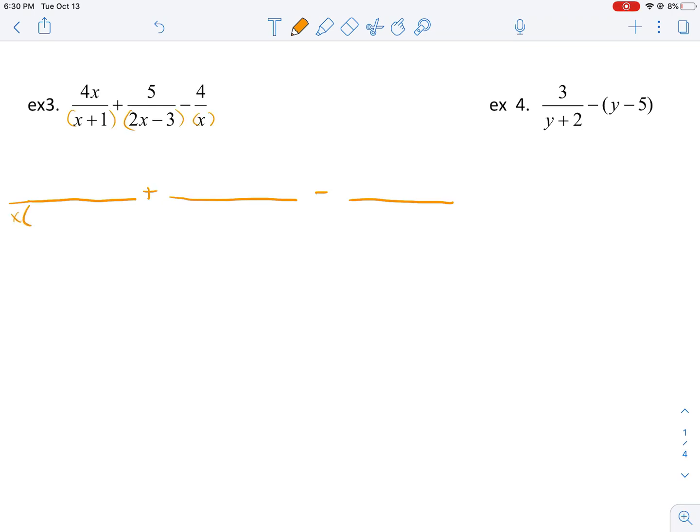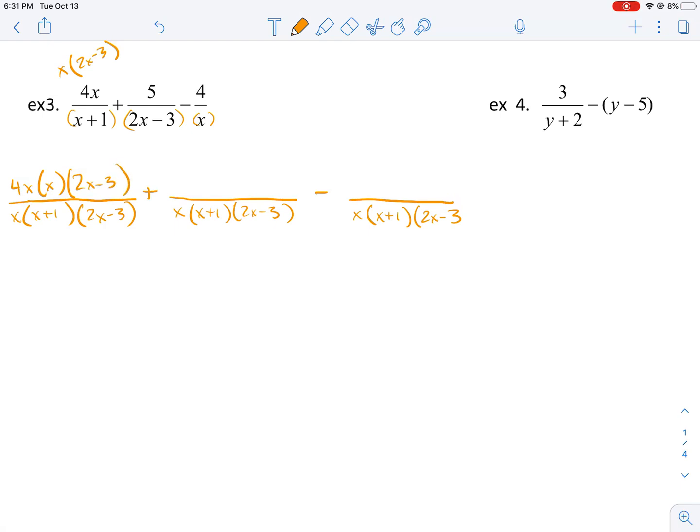So we're going to have to multiply all 3 of these things together. So it's going to be x plus 1, 2x minus 3. x plus 1, 2x minus 3. And then x plus 1, 2x minus 3. So I'm going to have to multiply this piece by x, 2x minus 3. So it's going to be 4x times x. And I'll simplify that later.